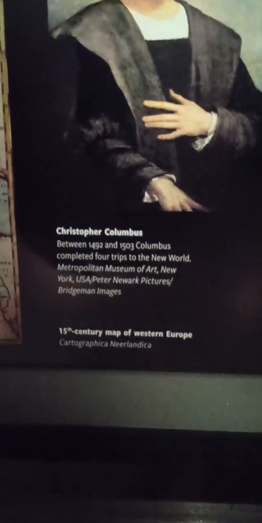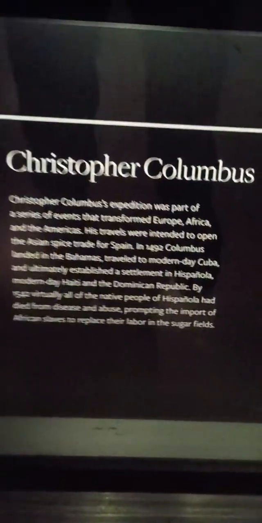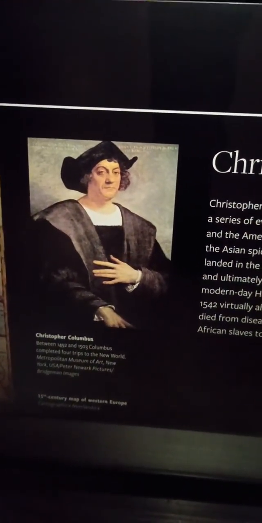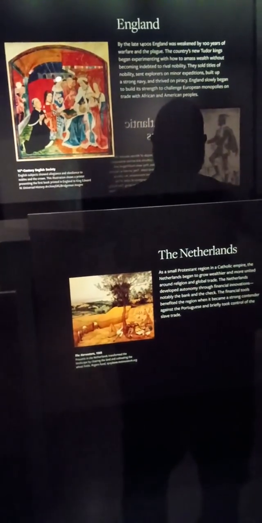Oh, they got something on Christopher Columbus. I'm missing what this is right here. Okay. Somebody making noise. What did they get about Christopher Columbus? Okay. I want to know how realistic the actual picture is. So it's a portrait that someone made of the actual person. That's how he actually looked, I guess. I guess that's about England in here. The Netherlands, Spain, Portugal.